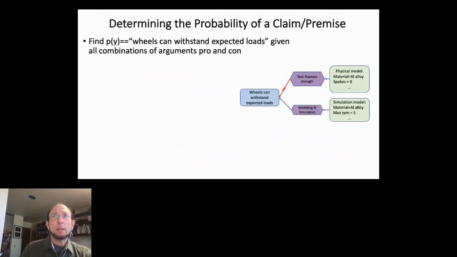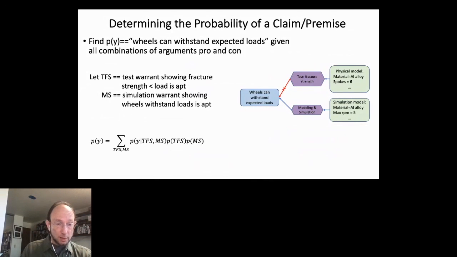In determining the probability of a non-primitive claim or premise, I once again perform the same thing. So I find the probability that wheels can withstand expected loads, given all combinations of arguments pro and con. Do I believe that the fracture strength test is apt? Do I believe that the modeling and simulation test is apt? So here we once again compute that sum multiplied by the conditional probability multiplied by the probability of the priors, which in turn is, of course, going to get its information from further down the tree.